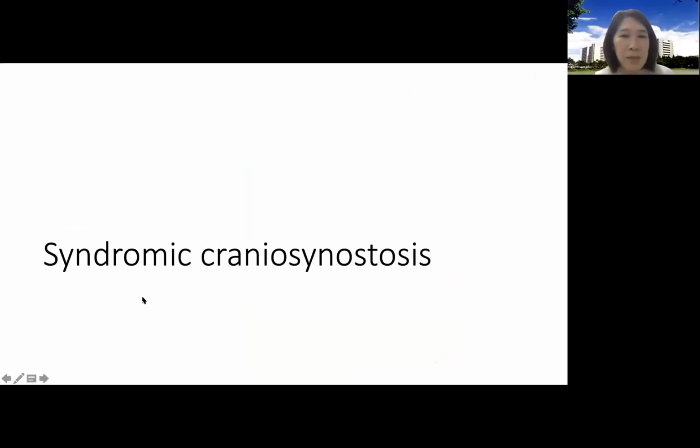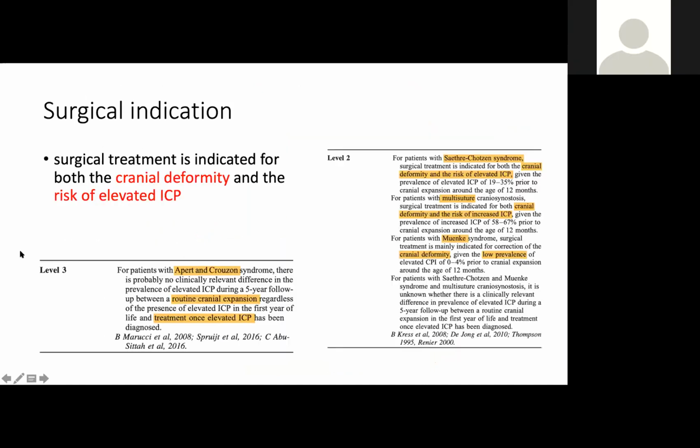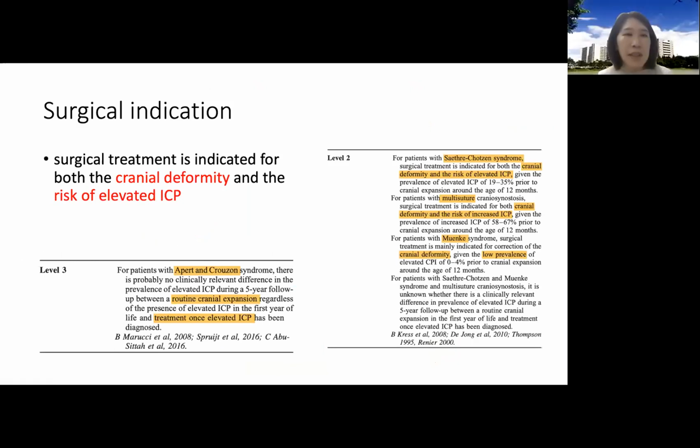The second part of my speech is about syndromic craniosynostosis. For multiple suture synostosis and syndromic craniosynostosis, you should always remember the 5 most common types: Apert, Crouzon, Saethre-Chotzen, Pfeiffer, and Muenke. So how about the surgical indication? They are all indicated for surgery, both for the cranial deformity and the risk of elevated ICP. You can see a table on the right side.